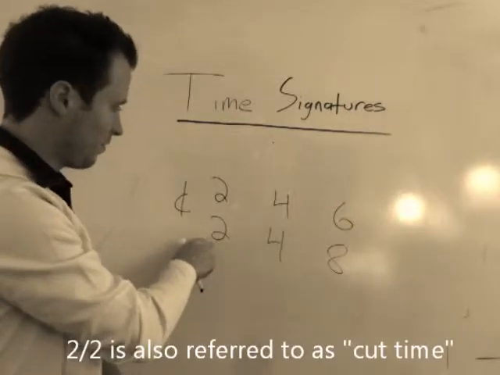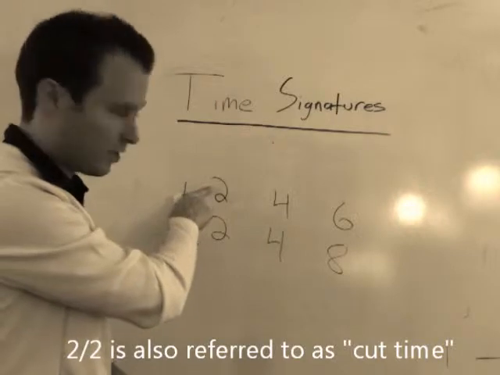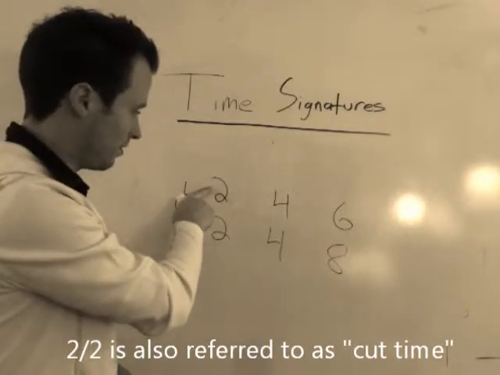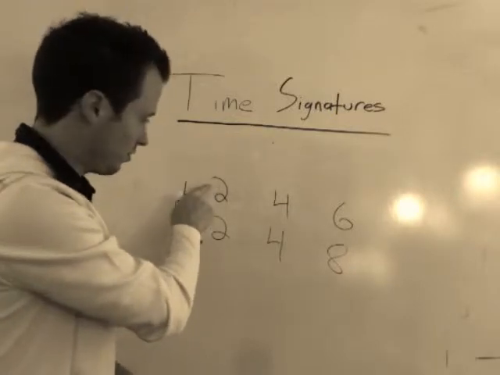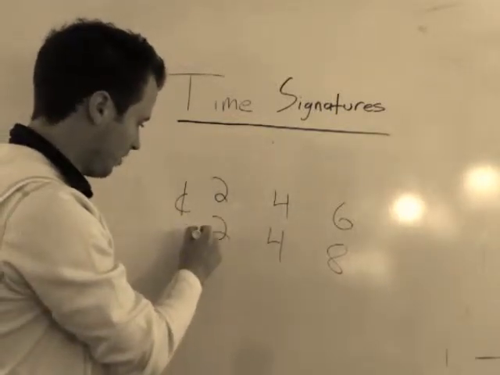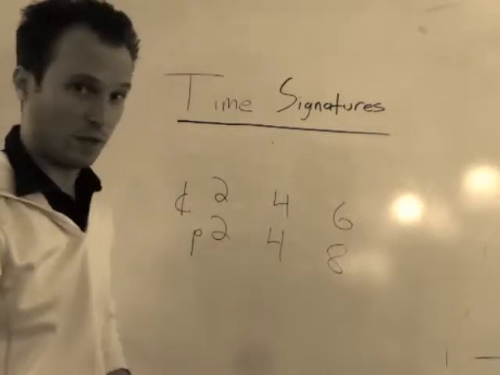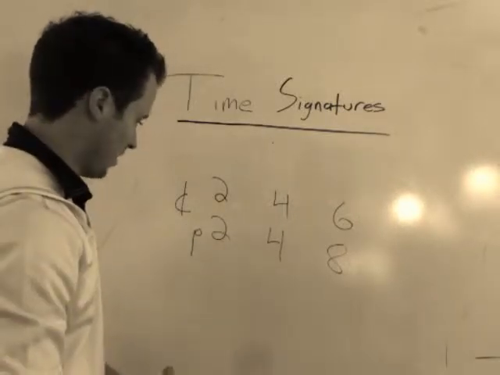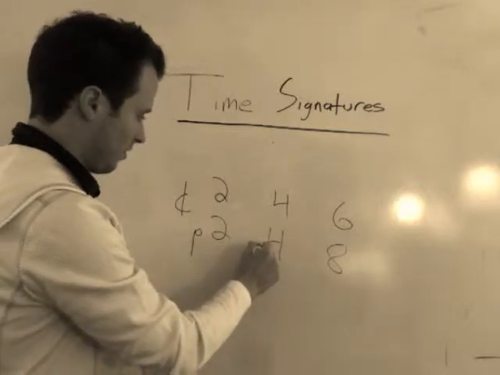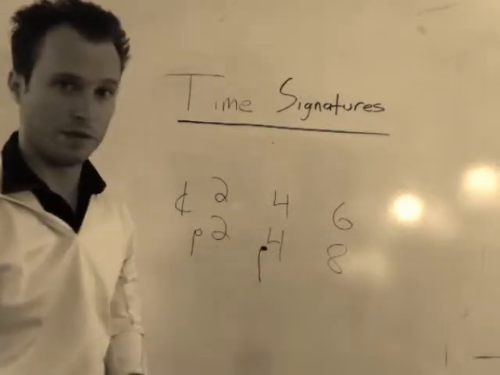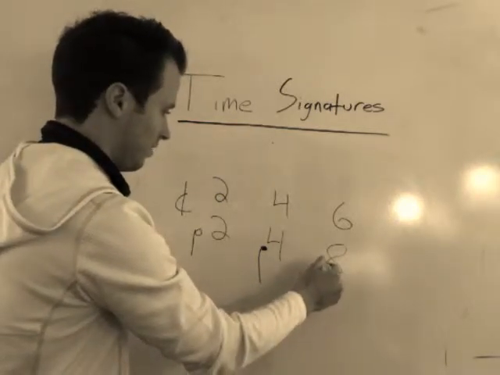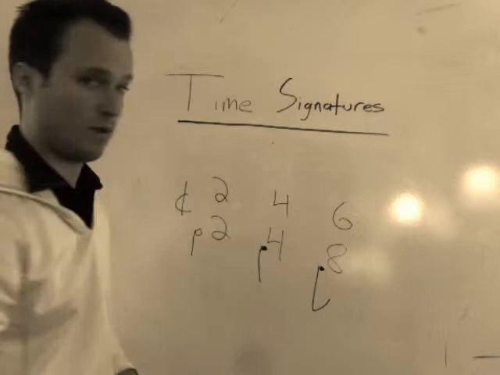This would of course mean that there's 2 beats per measure. Again, the top number tells you how many beats per measure, so in this case we have 2 beats per measure. The bottom 2 tells you that a half note gets 1 count. If the bottom number is 4, a quarter note gets 1 count. If the bottom number is an 8, an eighth note gets 1 count.